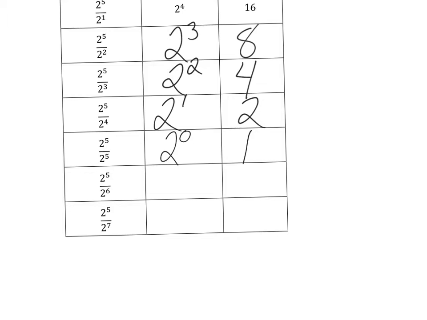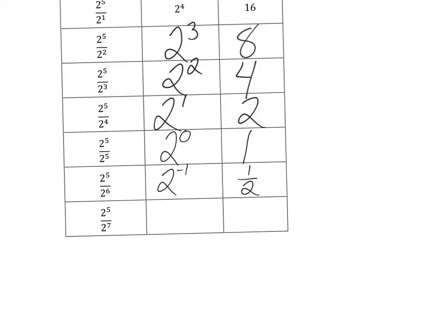2 to the 5th over 2 to the 6th. What is 5 minus 6? Negative 1. So I'm going to go ahead and write that I have a negative 1. The way that you fix this is you flip it over to the other side. So it's going to become 1 over 2 to the first. It's always opposite. So if I have something on the top and it's a negative exponent, if I move it down to the bottom of the fraction bar, then it will be positive.